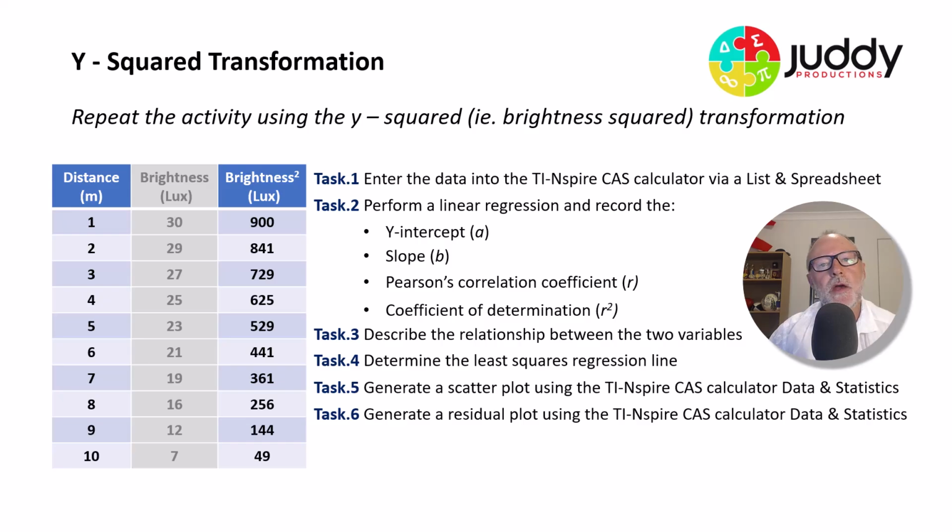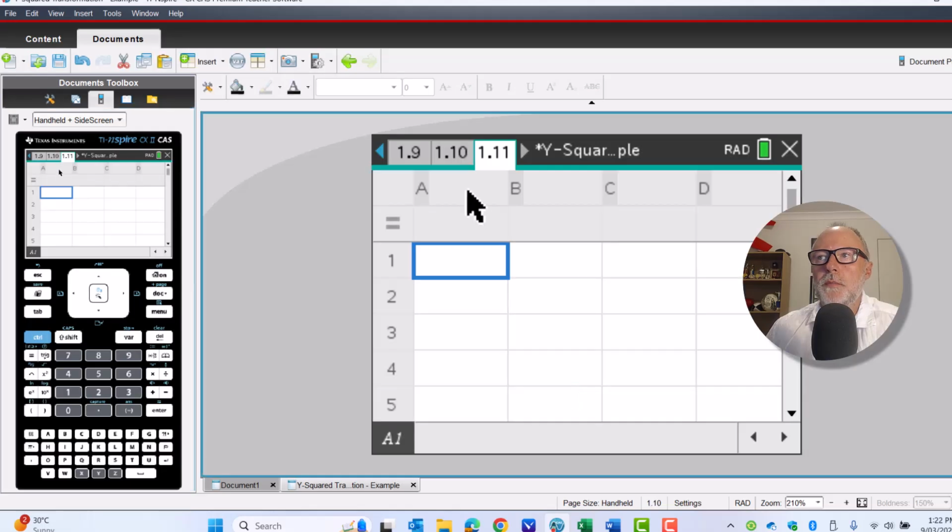Task number 6, we'll generate a residual plot, again using the TI-CAS calculator. And task number 7, we'll perform a residual analysis. So let's do this now on the TI-CAS calculator. Let's open up a list and spreadsheet.